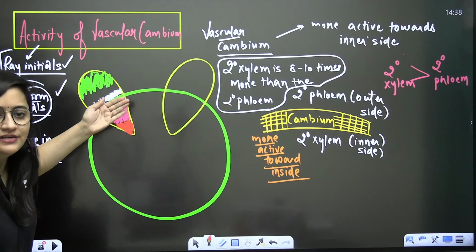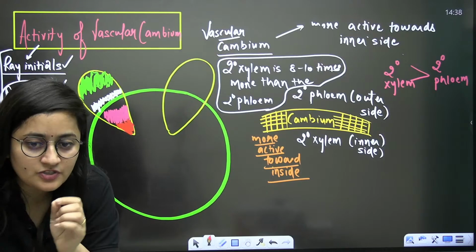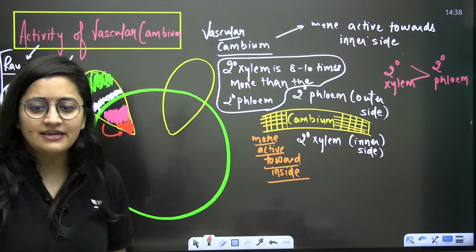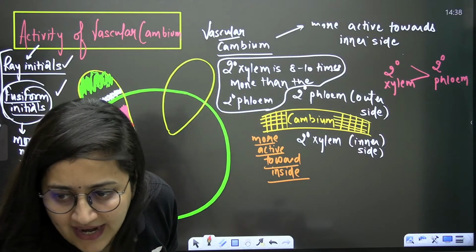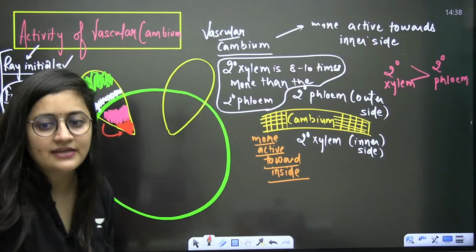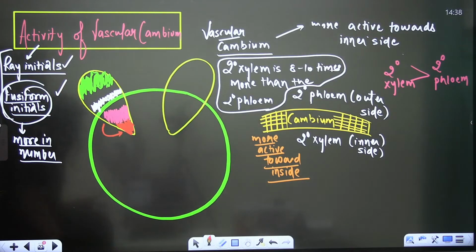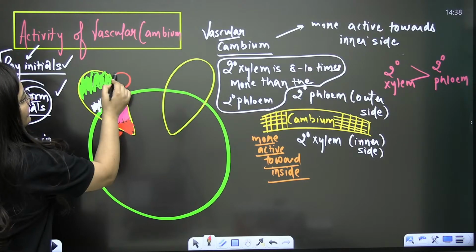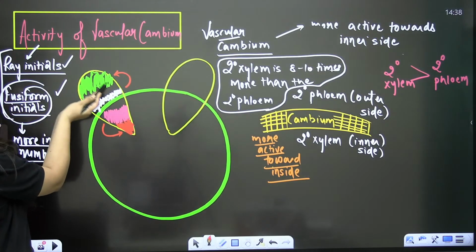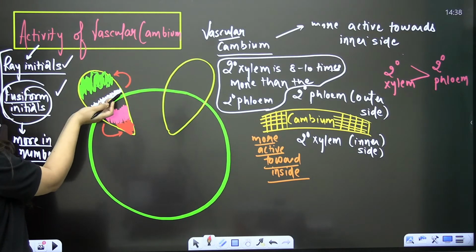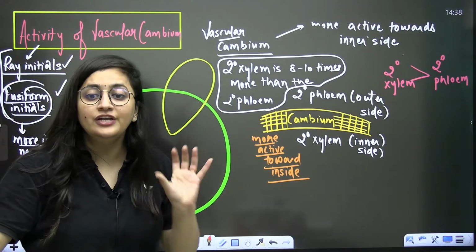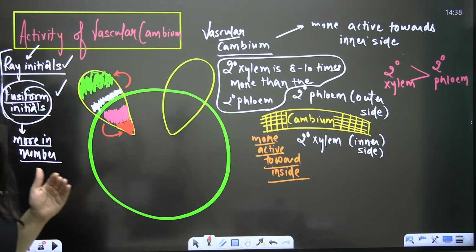It is inner to this. Just look at the positions here. Can I say that primary xylem is inner to the secondary xylem? Yes or no? Of course. And here you can see that your secondary phloem is present outside to this, and your primary phloem is present outside to this vascular cambium and this secondary phloem. So you need to remember the position as well.